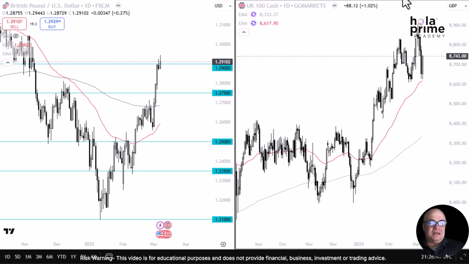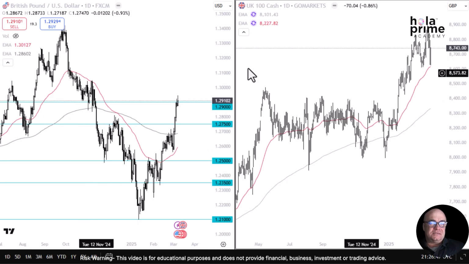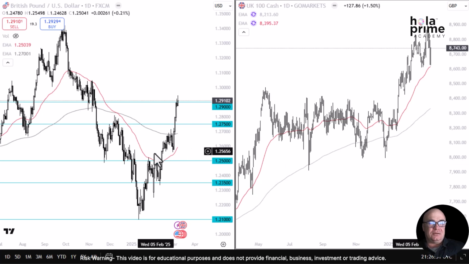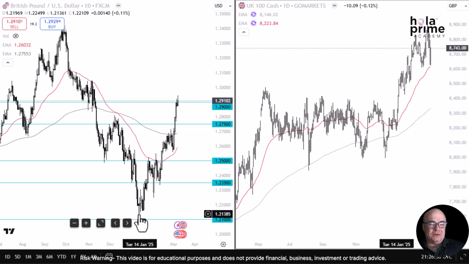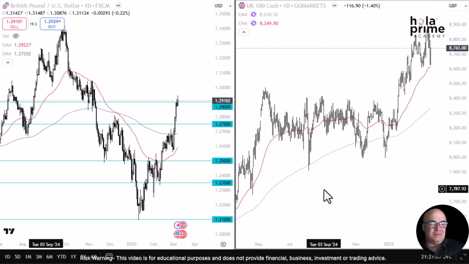Now you can see that the chart does not look as similar as it does in the Japanese yen. And there's a point to be made here. You'll notice that on the 14th of January, the British pound made its trough against the United States dollar at 1.21, and it shot significantly higher in a very short amount of time, basically about six-ish weeks or so. It is now at 1.29.